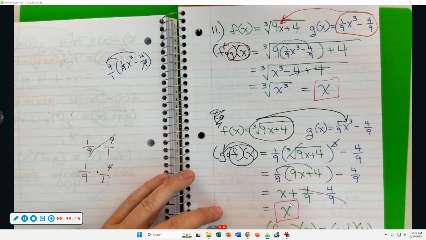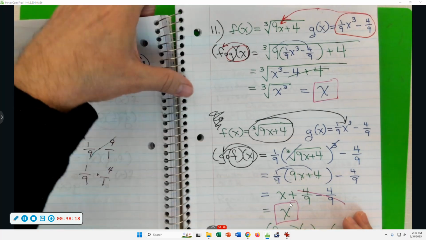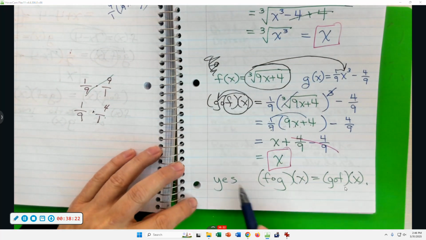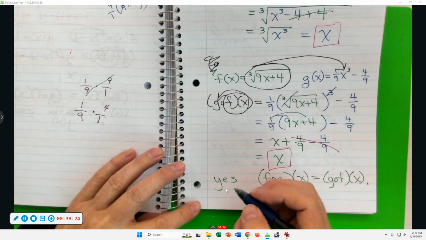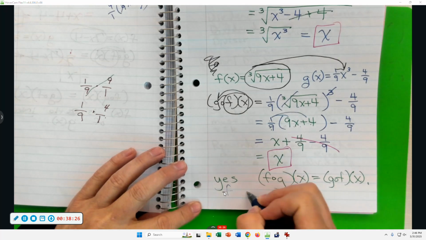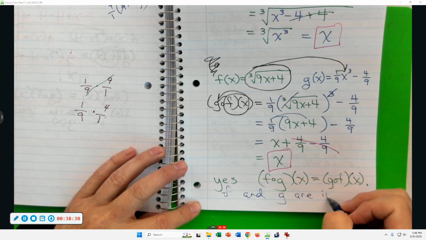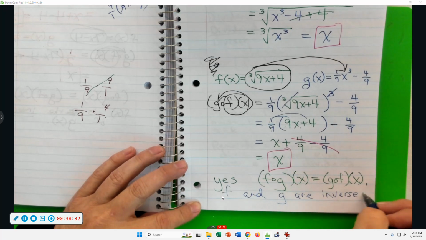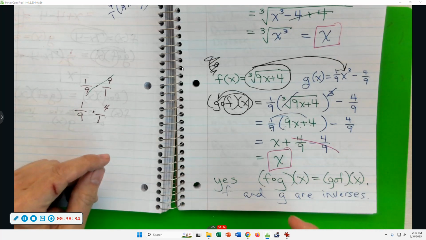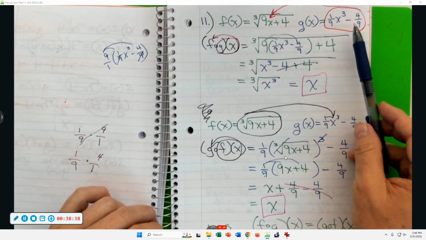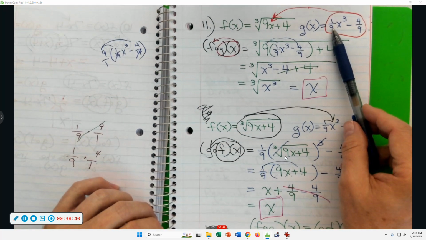In this event, we can say, and then ask, are the compositions equal? And we said yes. We can say something else now. F and G are inverses. If you started plugging in x values to create y values in F, the ordered pairs for G would be exactly the opposite.